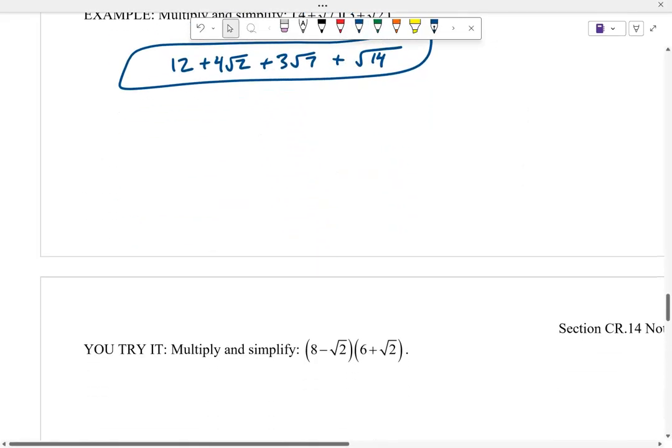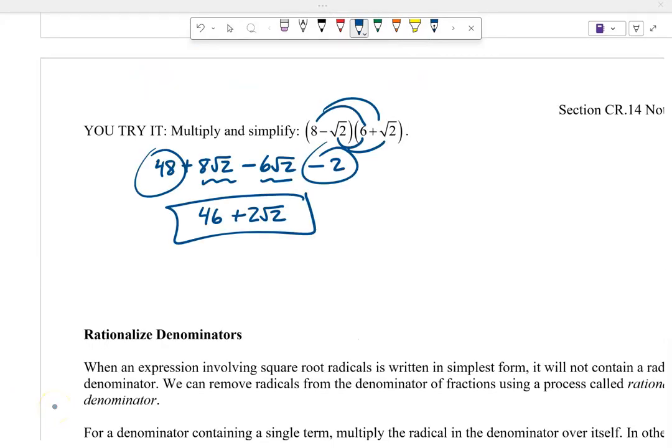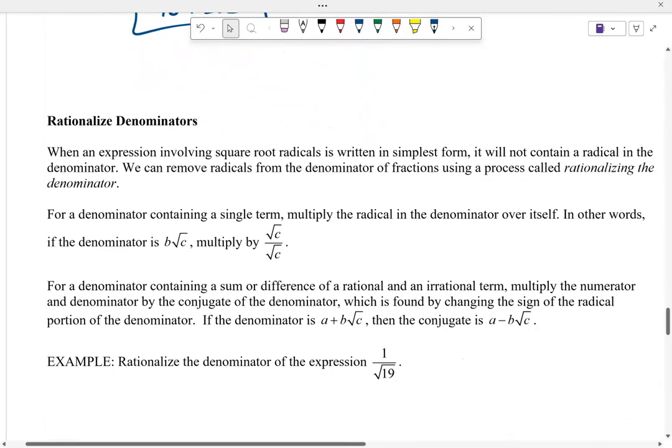Why don't you go ahead and try that one. So you end up with a 46 plus a 2 root 2 on that one. Now we're going to go ahead and rationalize denominators to make them more proper.